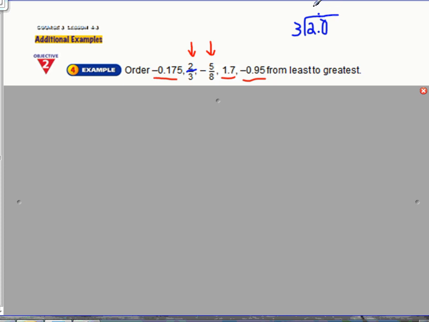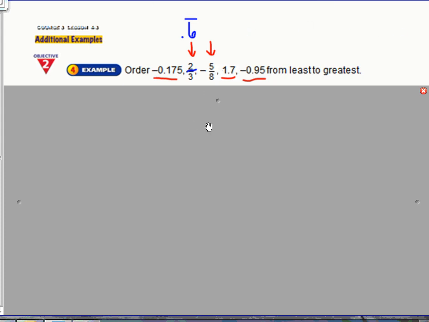All right. 3 goes into 2 0 times. 3 goes into 20 6 times. 18. 2. If you notice, there's going to be a pattern, so it's 0.6 repeating. All right, so 2/3 turns into 0.6 repeating. All right, now we need to do the same thing with -5/8.